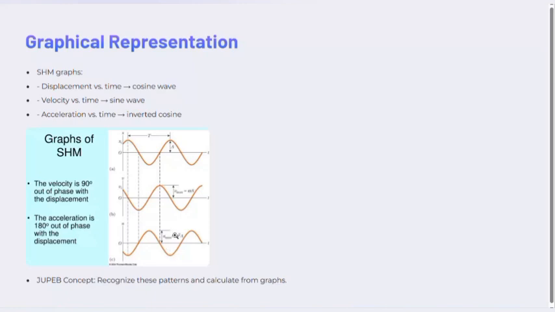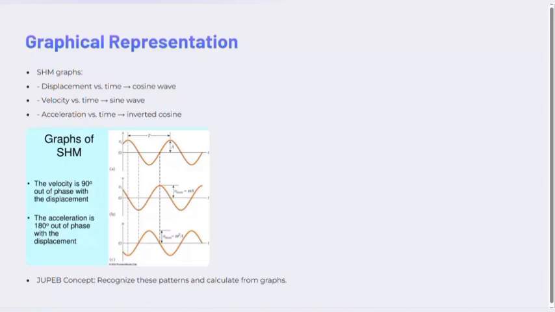For an acceleration time graph, maximum acceleration is equal to ω squared A. For a velocity time graph, maximum velocity is equal to ωA. But for an acceleration time graph, maximum acceleration is equal to ω squared A. So these are the parameters that you can find on a simple harmonic motion graph.